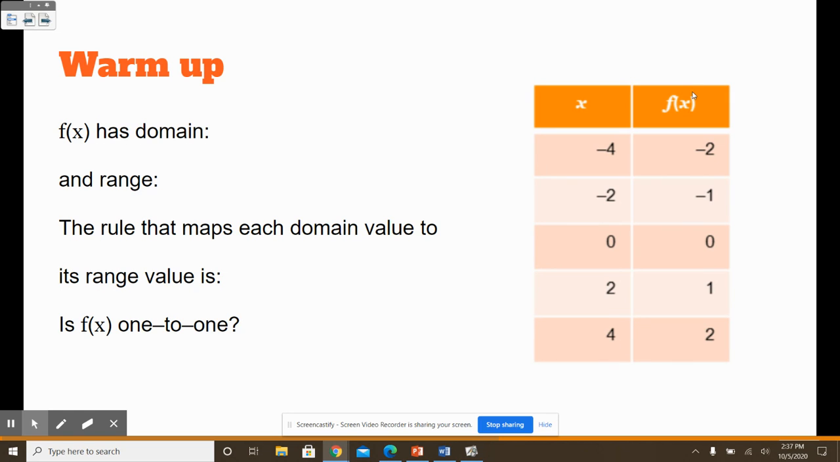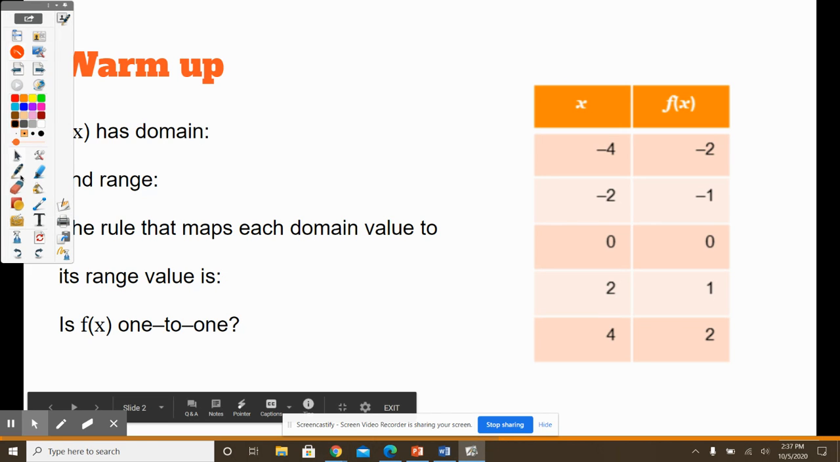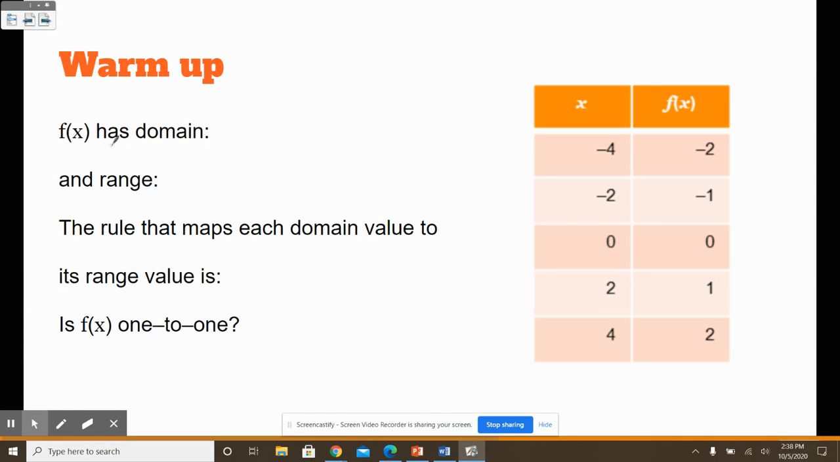Just as a warm-up, we have a little function here for you, and they want to know what the domain is. Well, don't forget, the domain of the function is what x is allowed to be. So for this case, we could say the set of all x such that x equals -4, -2, 0, 2, and 4. We're not going to assume that there's points in between there, although there probably is.